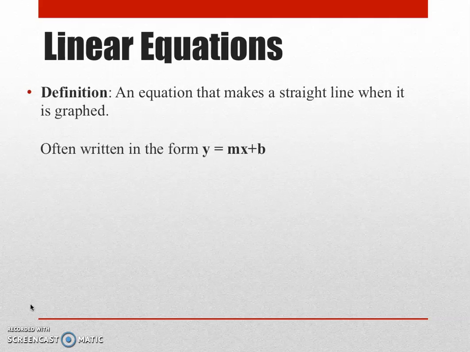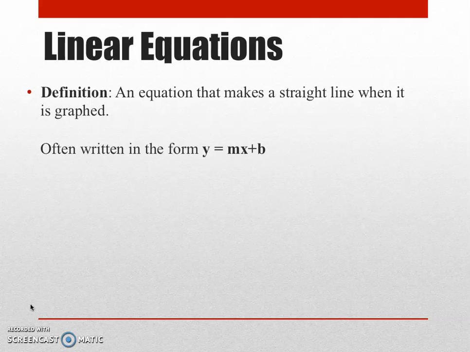What are linear equations? An equation that makes a straight line when it's graphed is called a linear equation. They're usually in a simple form of y equals mx plus b, where m and b are constants and x and y are the variables.